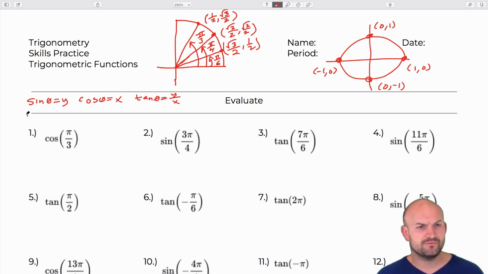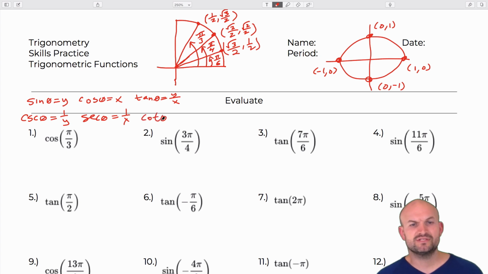And then we can use our reciprocal functions. Cosecant of theta is 1 over y. Secant of theta is 1 over x. And cotangent of theta is going to be x over y.